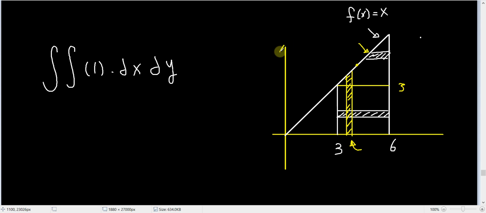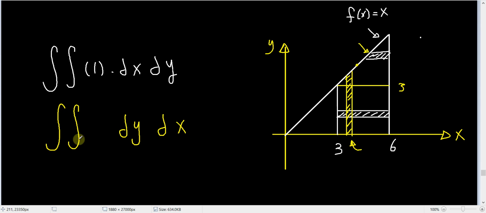Now, since this is y and this is x, then for those vertical strips, I will perform the integration in the y direction first and then perform the integration in the x direction. Now, for this y starts at 0 and ends at x. So this is a function of x. Here I have 1. After that, I will have created all of those areas, so I need to integrate from x is equal to 3 up to x is equal to 6.